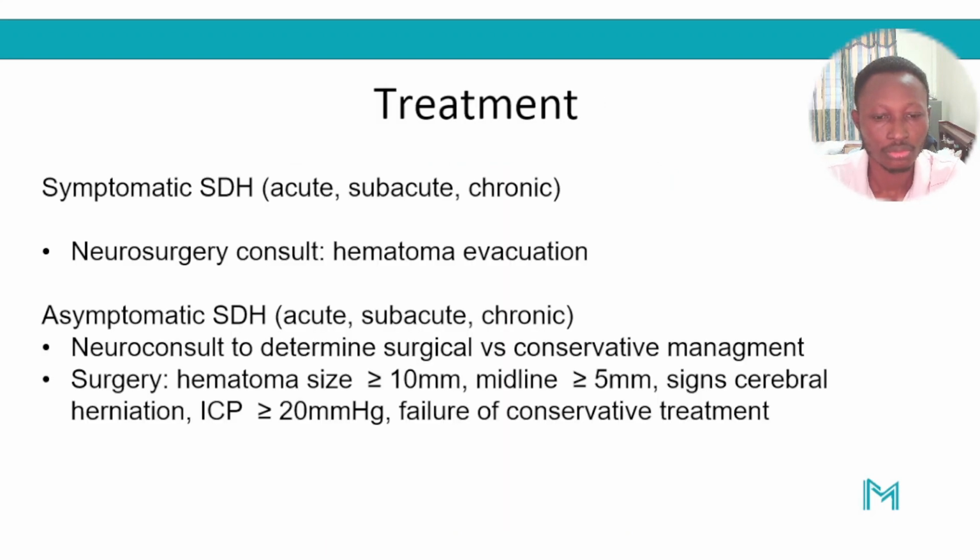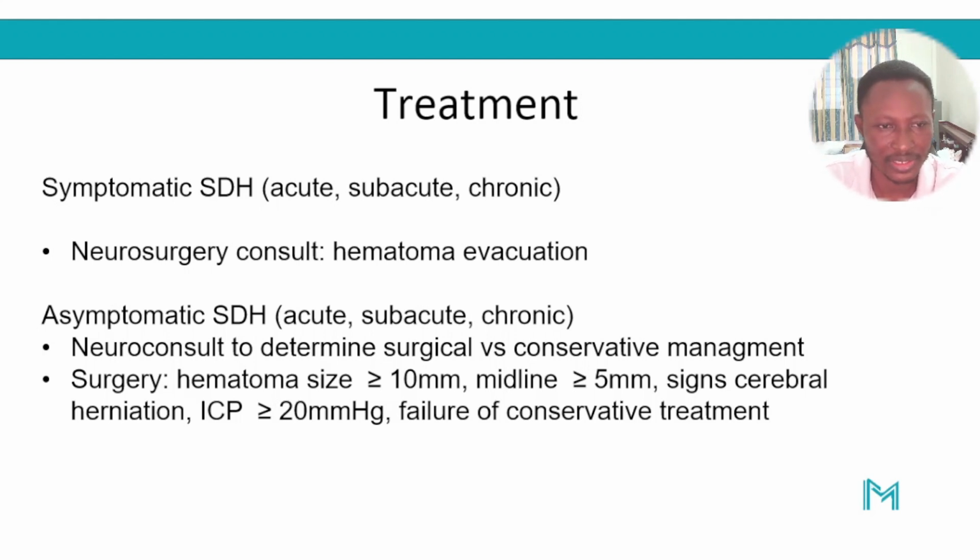Okay, so how do we manage this patient? How do we manage patients with SDH, whether it's acute, chronic or subacute? The management depends on whether the patient is symptomatic or not. For people who are symptomatic, you always have to involve the neurosurgeon, and they will typically have to do some form of hematoma evacuation. You have to take out that blood because the patient is symptomatic, deteriorating, with evidence of intracranial herniation or increased ICP. These are all evidence for surgery. For symptomatic patients, you need a neurosurgical consult for evacuation of the hematoma.